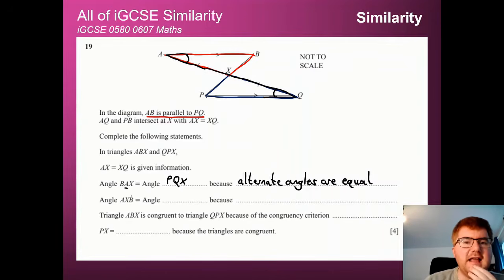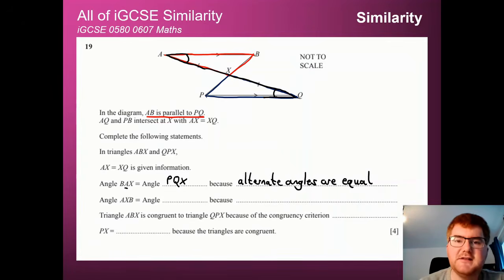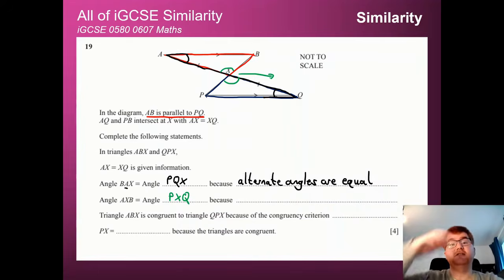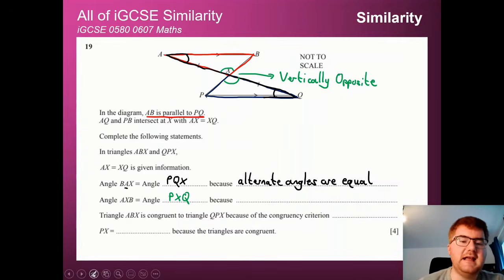And now angle AXB, so we need to identify that. Let's use a different color. So AXB, X is where the angle is, A and B surround it. And that's equal to the angle here. So look at this angle here, that's PXQ. And it's a fact we haven't talked about. When you have angles that are next to each other in this direction, there is a special phrase we use, and that is vertically opposite. Vertically opposite angles. Key language you have to know for your IGCSE exams.